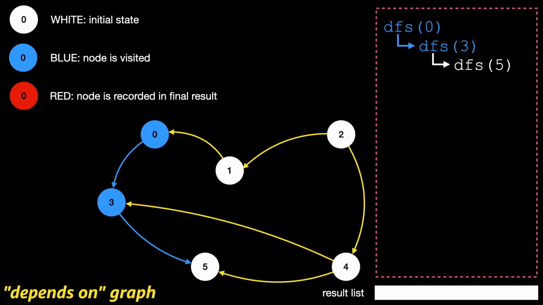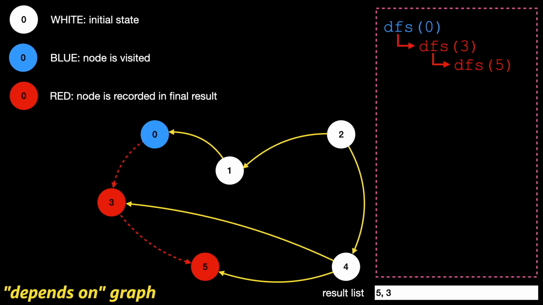Then we start the recursion of 3 and go to its outgoing neighbor node 5 and start DFS 5. We mark 5 as blue and start processing node 5. Since node 5 does not have any outgoing neighbors, we finish the processing and mark 5 as red. We put 5 into the result list. Then we trace back to the previous node 3. Since we finished the only outgoing neighbor 5, we finish processing node 3. We mark 3 as red and put it in the result list.